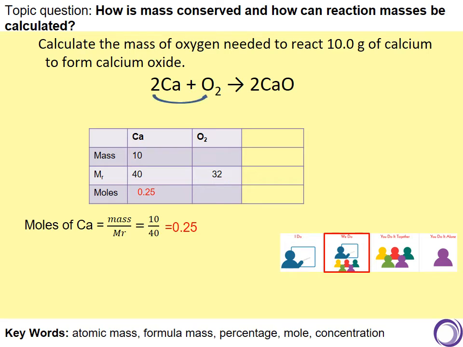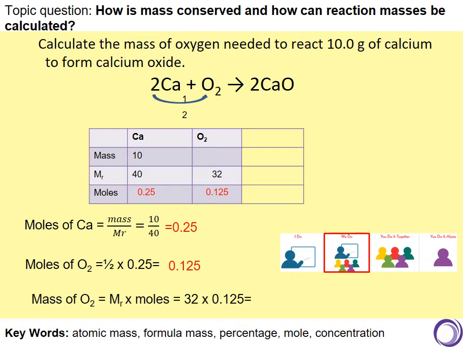Working out what I do with my ratio then, I'm going from 2 to 1. 2 goes on the bottom, 1 goes on the top. So I've gone from 2 to 1. So my moles of oxygen is 1/2 times 0.25, which is 0.125. And then final step, for my oxygen I now know my moles, I know my Mr, so Mr times moles equals mass. 32 times 0.125 gives me an answer of 4 grams.